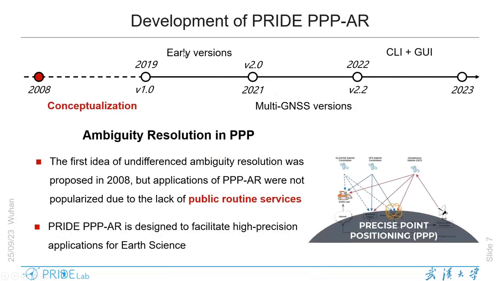Okay, then we enter the next session. It's about the origin, history, and the current state of PRIDE PPP-AR. As you may know, the name of our research group, PRIDE, stands for Positioning and Rapid Integration to Image and Decipher the Earth, which you can see when you finish installing the software. And following this philosophy, we designed this software not to perform high-precision positioning only, but also to support various geoscientific applications. Before we released this software, the lack of routine public product service and available software support for ambiguity resolution in PPP-AR had been a major obstacle for the development of this technology, despite its huge potential.